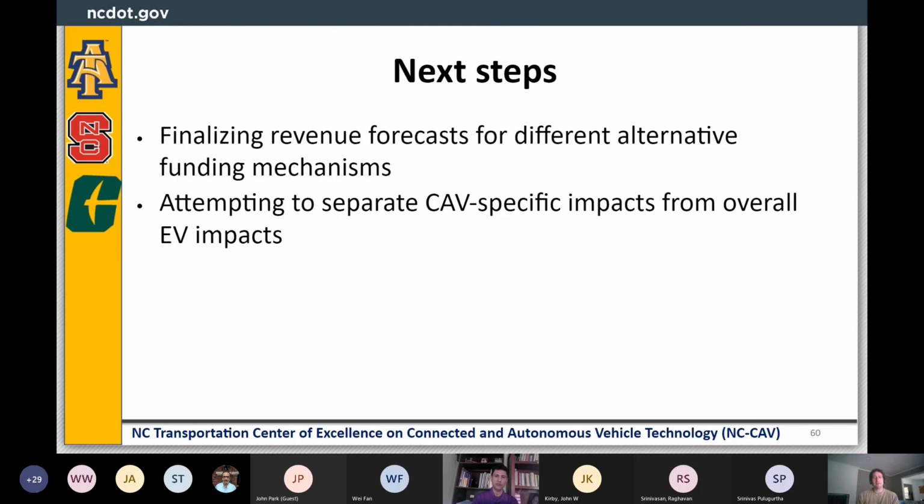And finally, our next steps. We're working on finalizing these revenue forecasts and really getting into the details for these alternative funding mechanisms and the current ones. Really our difficulty is attempting to separate CAV impacts from EV impacts. There's a lot of overlap there. The EV forecasts seem to be a little more robust, as we would likely expect them to be. And so that's been one of our primary focuses recently.